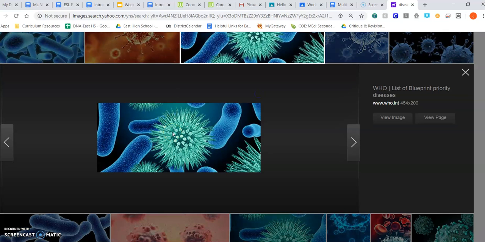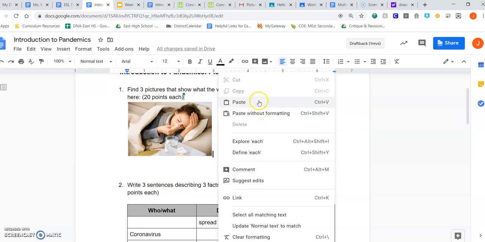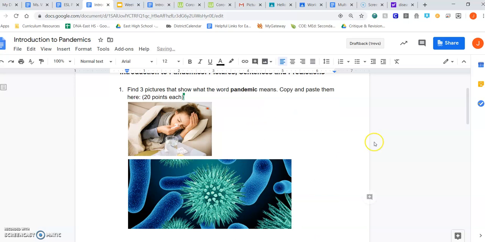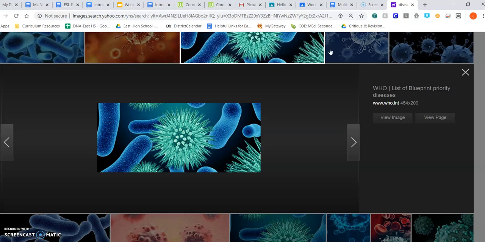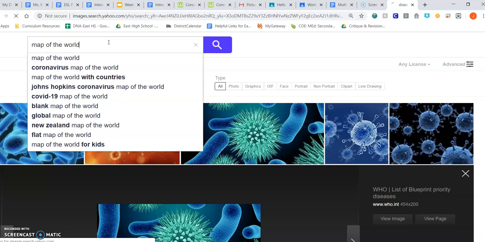So I click the picture, click copy image, go back here, click, Control, click, paste. Okay, so now I have another picture. So now I'm at 20 points, 40 points. Okay, I need 1 more. So now I think it happens around the world. So I might do a map of the world.